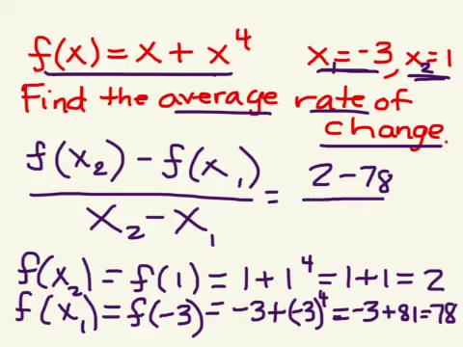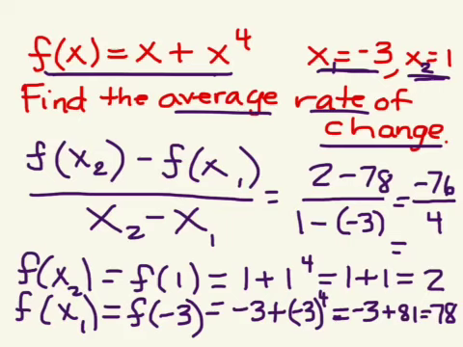In our denominator, we take our x sub 2 value, which is 1. We subtract from that our x sub 1 value, which is a negative 3. So in our numerator, we have a negative 76 divided by, in our denominator, we have a minus and a negative together, which makes a positive. So we have negative 76 divided by 4.